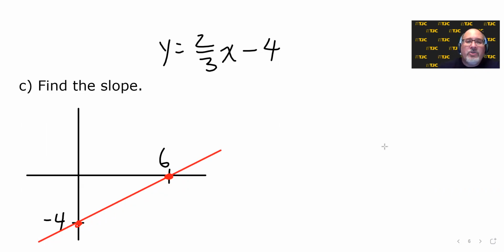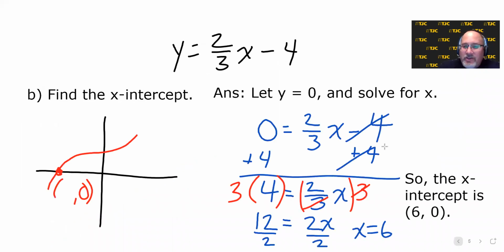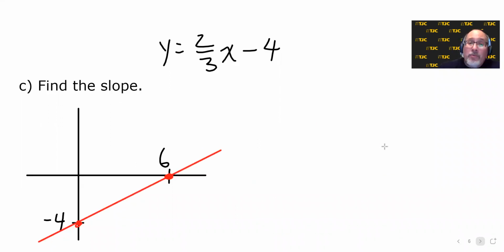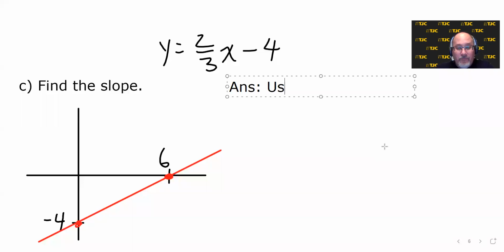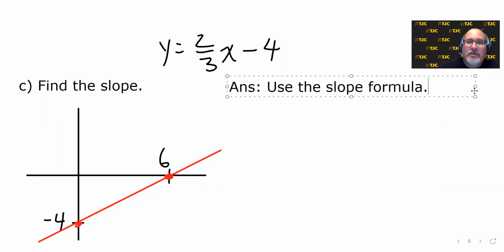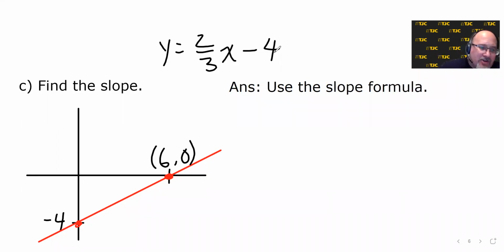All right, so that was our x-intercept. X-intercept was 6, y-intercept was -4. So we've got exactly what we need to find the slope. All we have to do now is use the slope formula. Now, because we have a picture, you could draw the rise and the run and count them. But, if we got ordered pairs, why not just use the slope formula? Speaking of ordered pairs, the ordered pairs are actually 6, 0, and 0, -4.